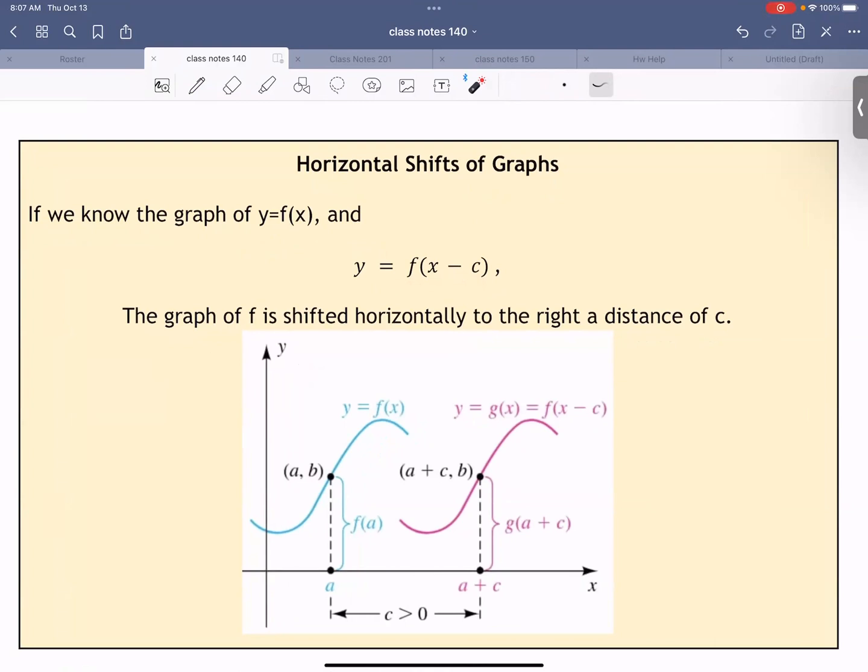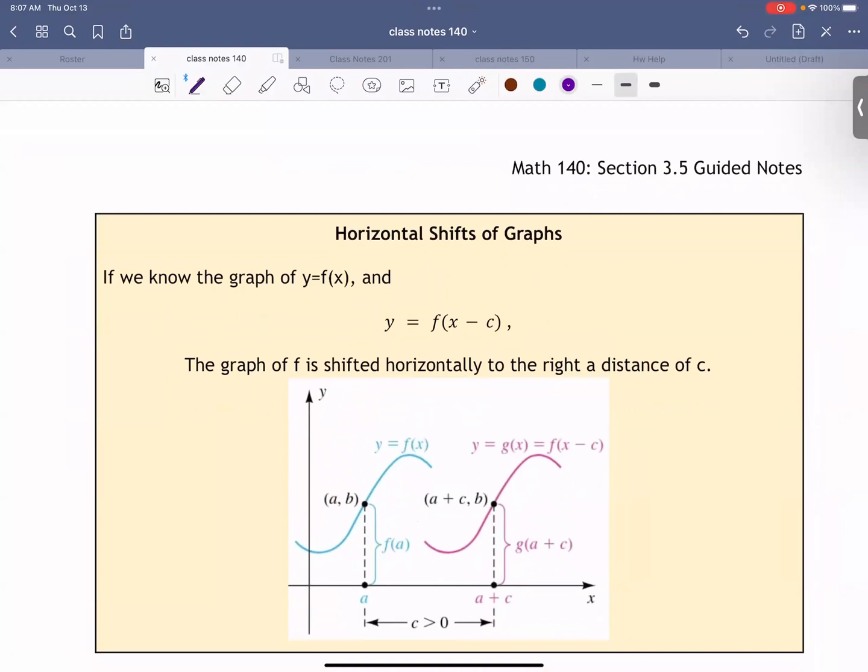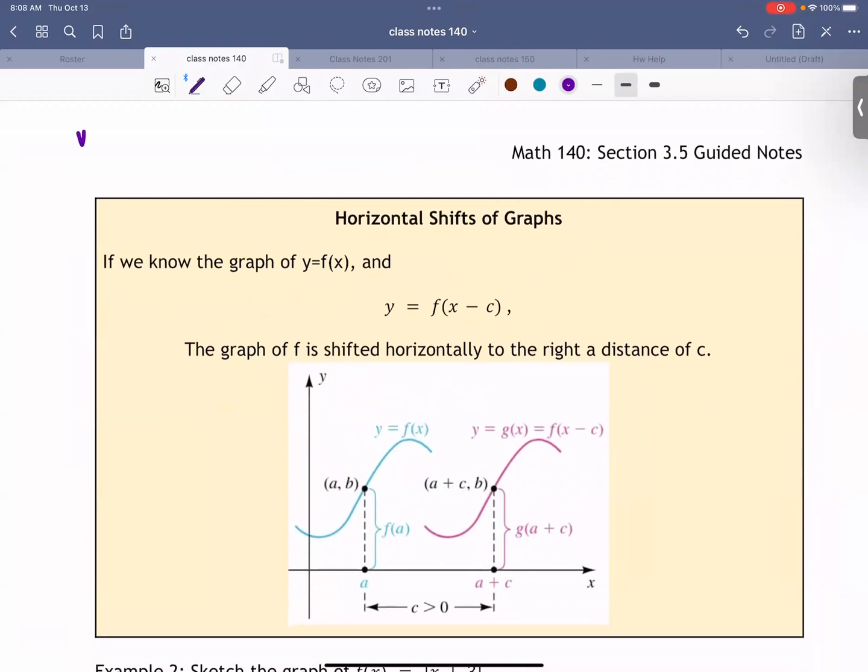And this is different, okay, because let me put both of the vertical shift and horizontal shift next to each other. Okay, in vertical shifts, the definition said, I'm going to take f of x and I'm going to add c to it, okay?